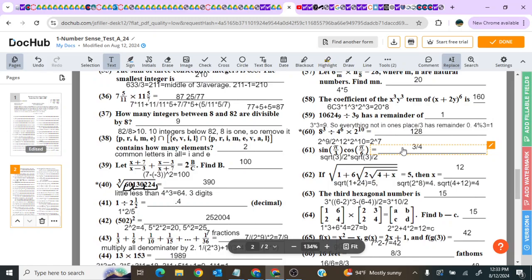Sine of pi over 3, cosine of pi over 3. Hopefully you have your trigonometric identities understood. This is square root of 3 over 2. This is also square root of 3 over 2. Multiply them, you get 3 over 4.